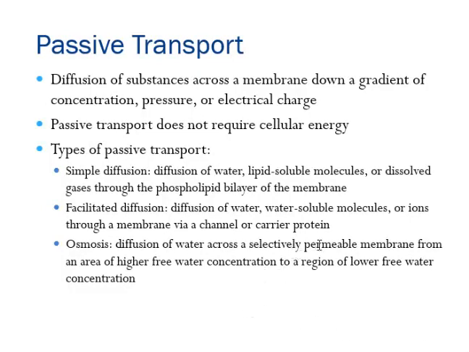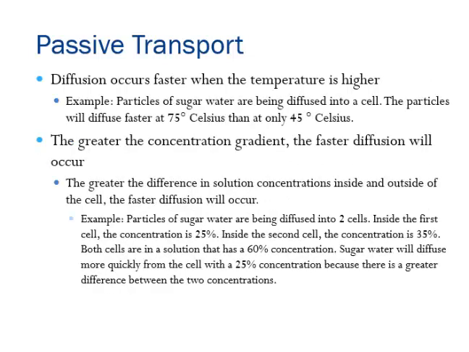which is diffusion of water across a selectively permeable membrane, like the ones on the outside of a cell, from an area of higher free water concentration to an area of lower free water concentration. In other words, there's room for more water to come in, and that is what is sometimes known as osmosis.